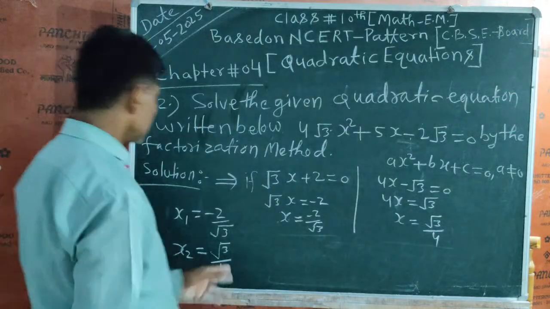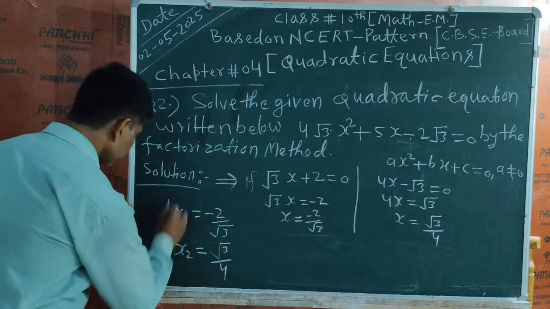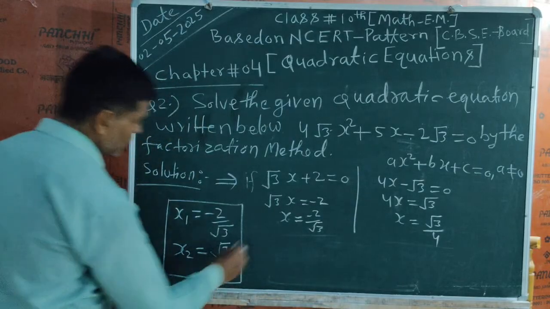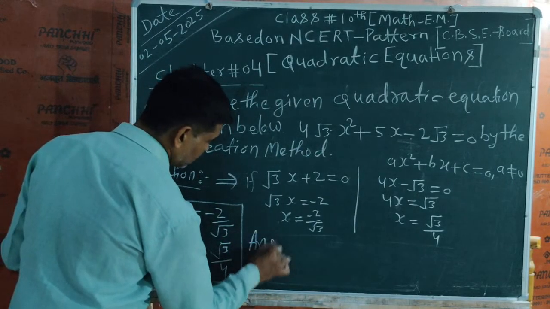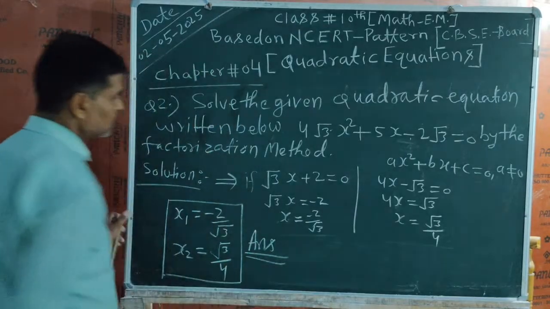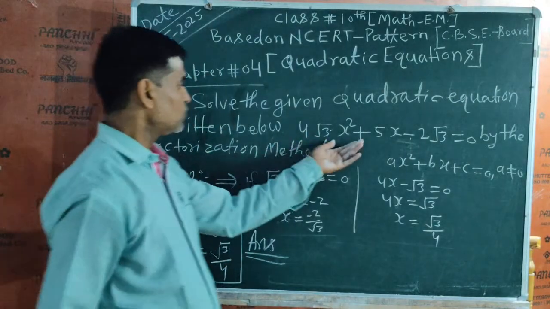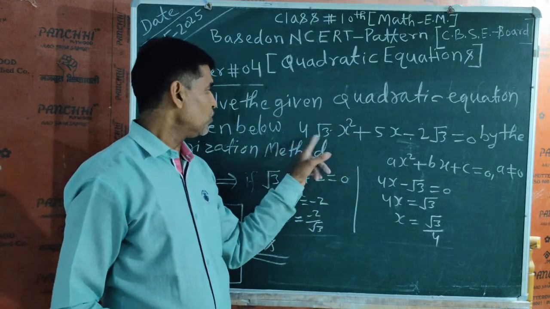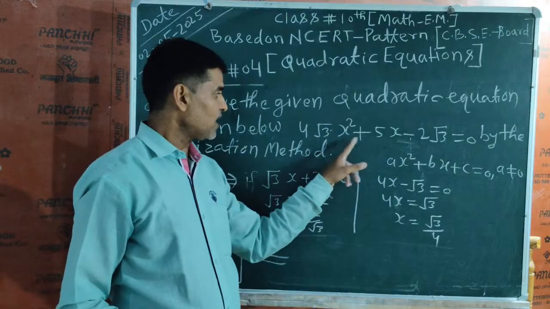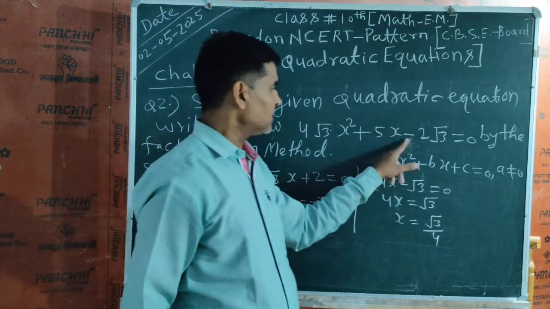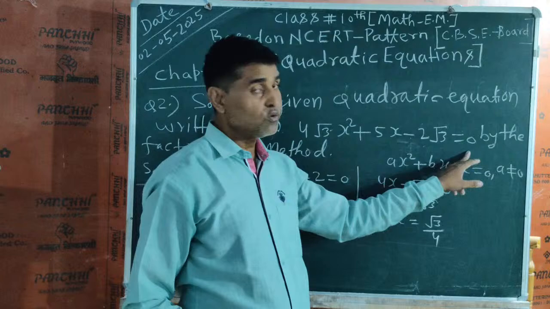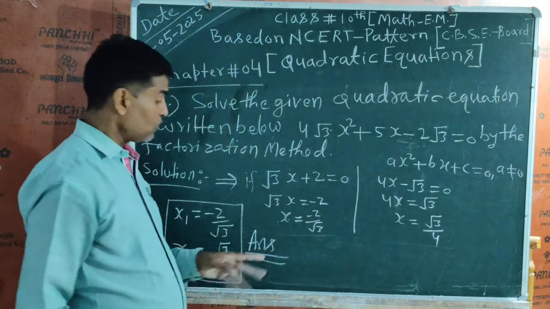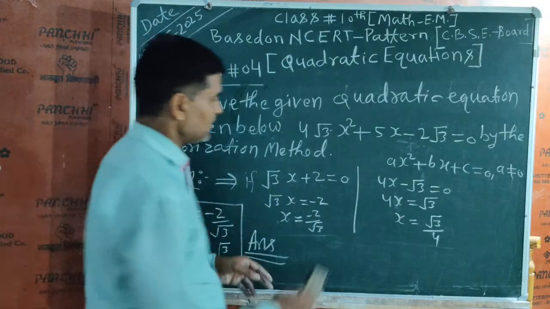Okay, student. So further, both roots I have written at one place. So this is the solution of the given particular quadratic equation. That particular quadratic equation is 4 root 3 x square plus 5x minus 2 root 3 which is equal to 0, and I have solved it by using the factorization method. Now further I am going to also draw its curve.